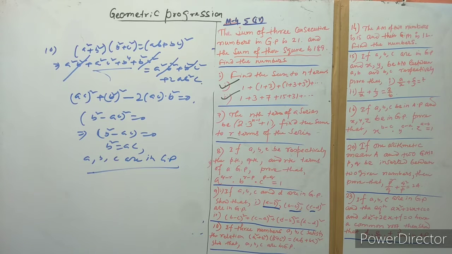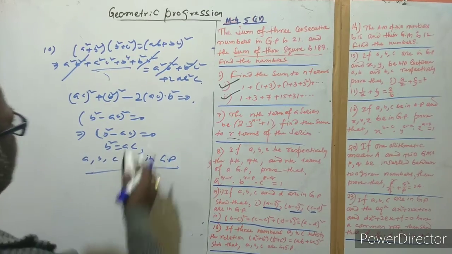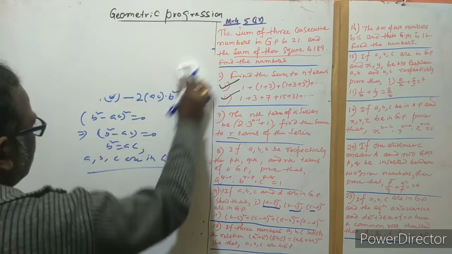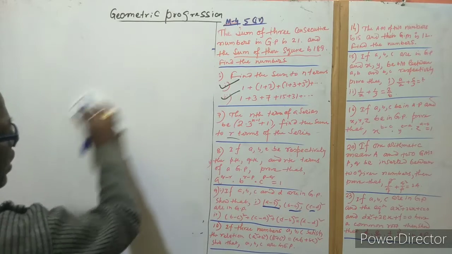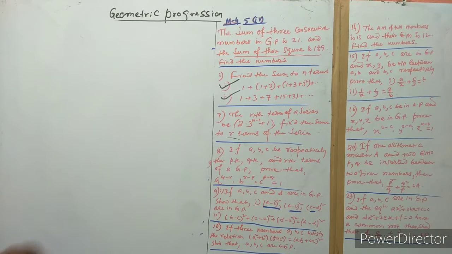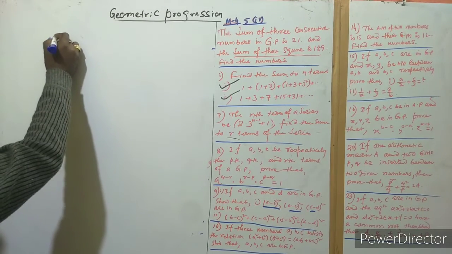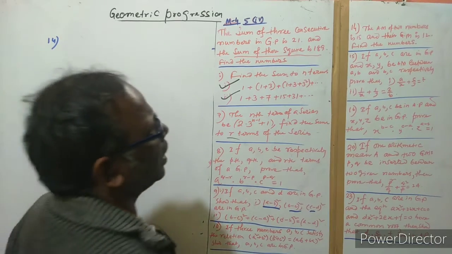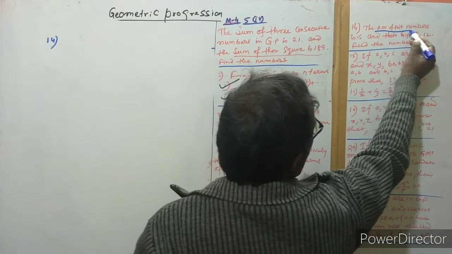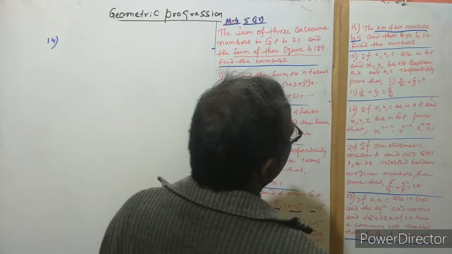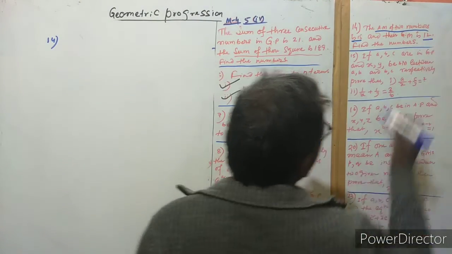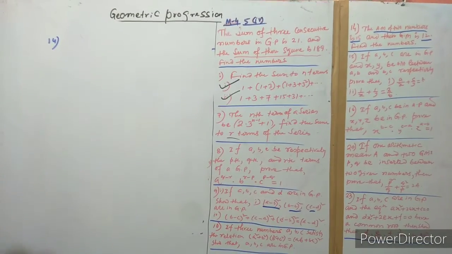Now we have to proceed to question number 14, 4 marks, which is mentioned in the first. So question number 14, and this is here: the AM of two numbers is 15, and their GM is 12. Then find the two numbers.